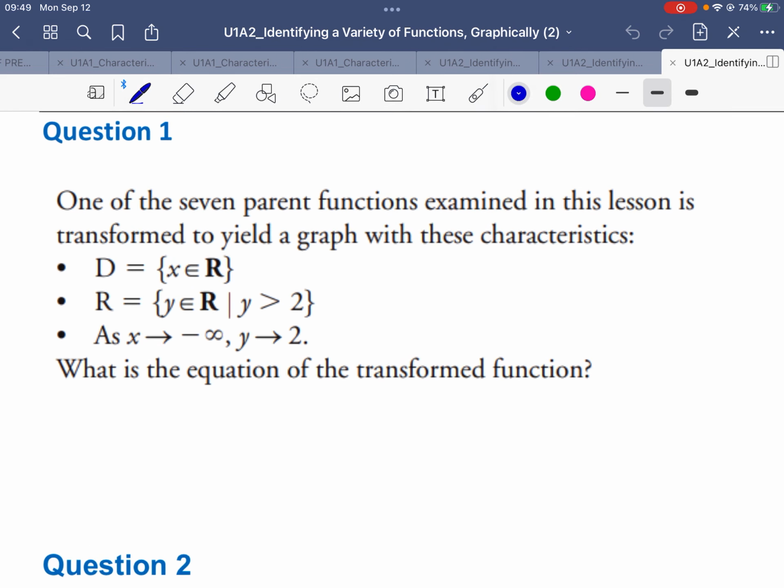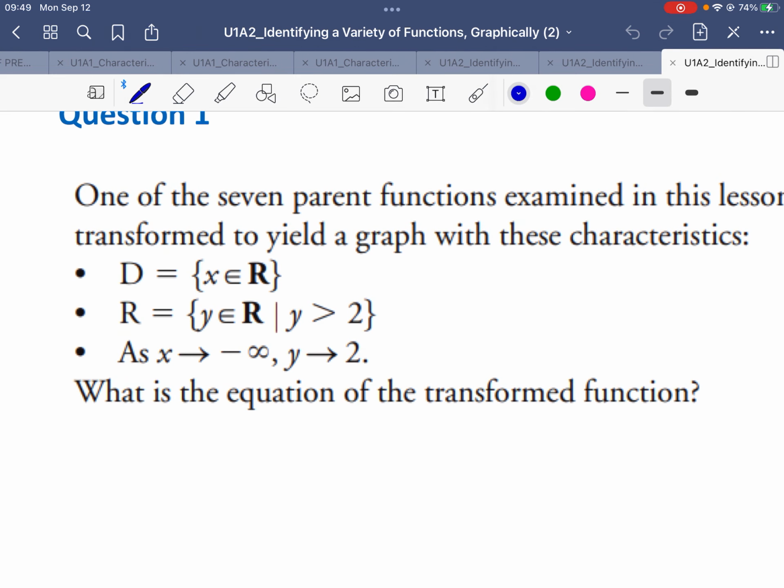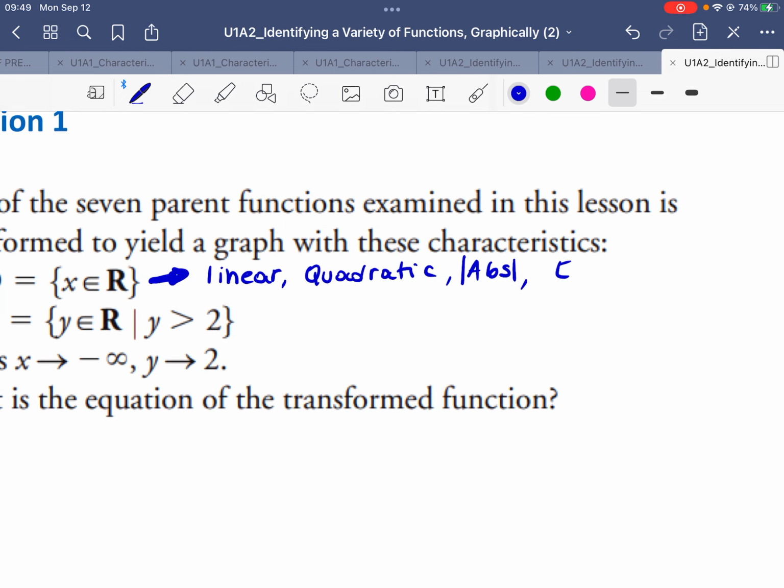So what I'm going to do here is write down all the possibilities that I can yield from the first piece of information. So I'm going to say there is a possibility of it being linear or quadratic or absolute value or exponential function or y equals sine x function. So the trig y equals sine x function.